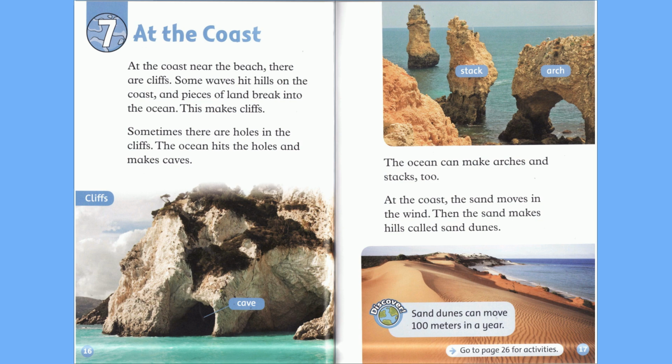At the coast, the sand moves in the wind. Then the sand makes hills called sand dunes. Sand dunes can move 100 meters in a year.